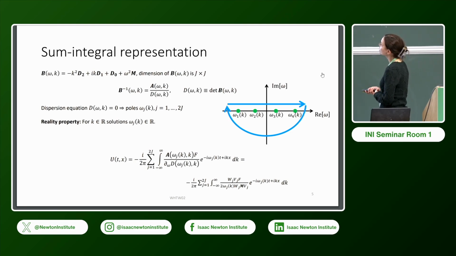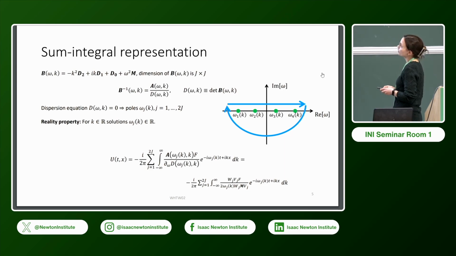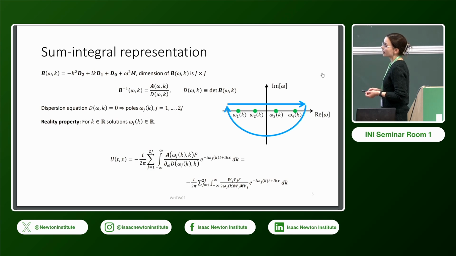So to find poles, we need to consider that the integrand includes the inverse matrix of B. It can be presented as the ratio of the adjugate matrix over its determinant. To find the poles, we need to solve this equation. So the determinant of matrix B should be equal to 0. This is a dispersion equation, and this equation gives us poles. And from the properties of matrix coefficients, we can derive that for real k, we have only real solutions of the dispersion equation. So that means that all our poles live on the real axis.